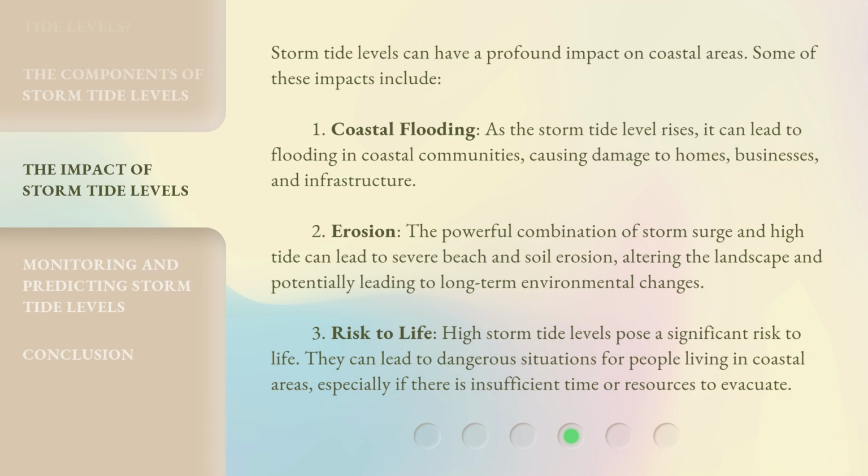Storm tide levels can have a profound impact on coastal areas. Some of these impacts include: 1. Coastal flooding. As the storm tide level rises, it can lead to flooding in coastal communities, causing damage to homes, businesses, and infrastructure. 2. Erosion. The powerful combination of storm surge and high tide can lead to severe beach and soil erosion, altering the landscape and potentially leading to long-term environmental changes.